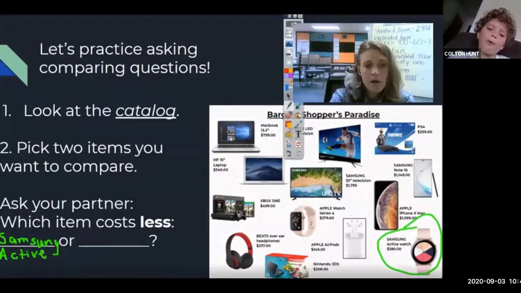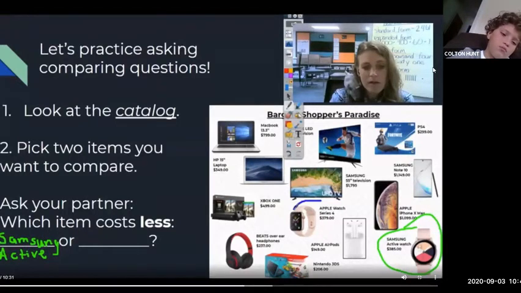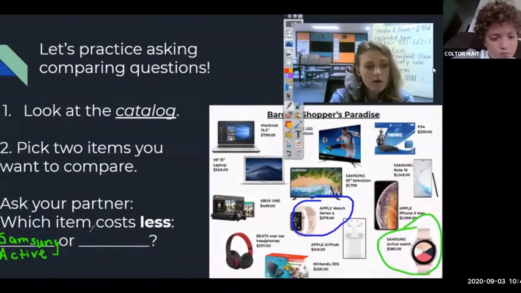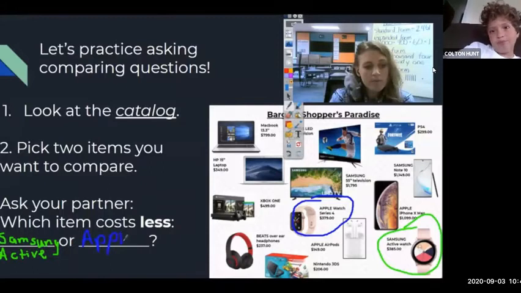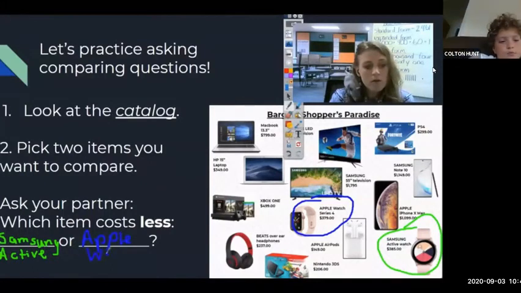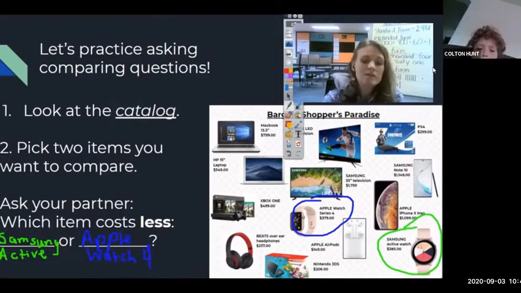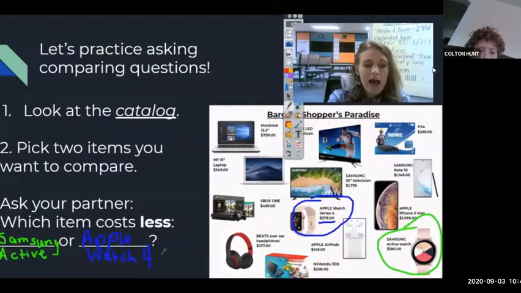Or Bobbert could have this Apple Watch Series 4. The question is which item costs less. So I'm going to look at these 2 prices. The Apple Watch costs $379. The Samsung Active costs $385.